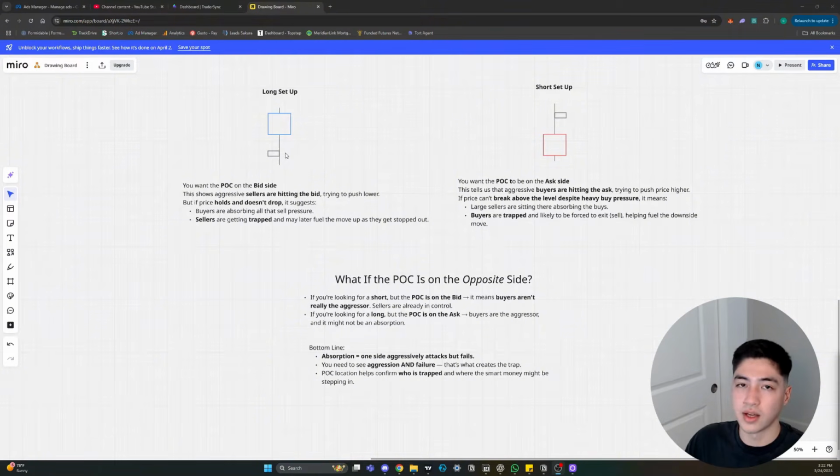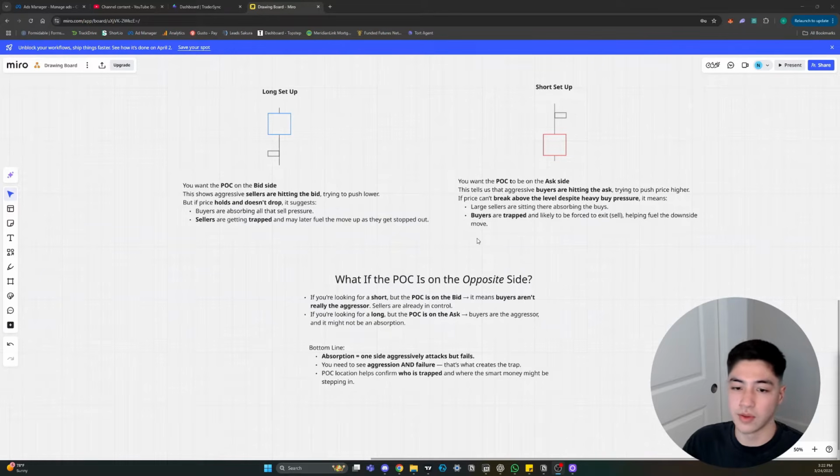So the bottom line is absorption is one side aggressively attacking, but it's failing. So you need to see aggression and you need to see failure, and that's what creates the trap. The POC location is helping confirm who is actually trapped. Is it the buyers or is it the sellers? And where the smart money might be actually stepping in.